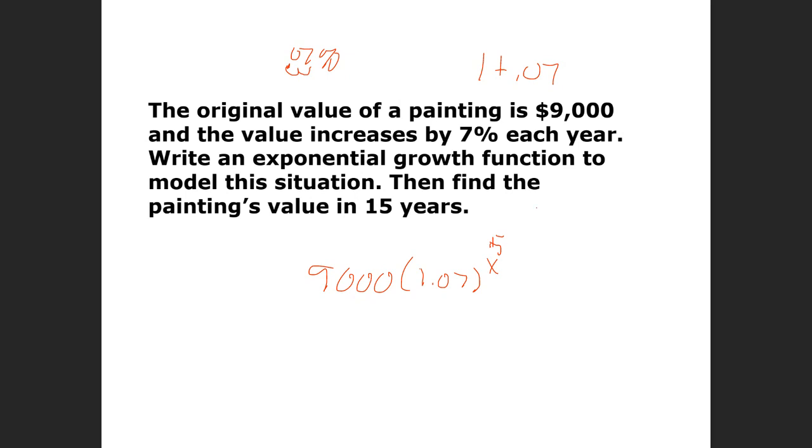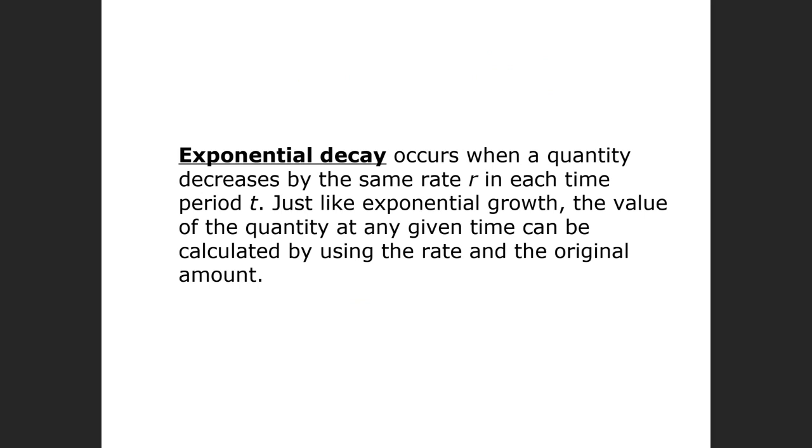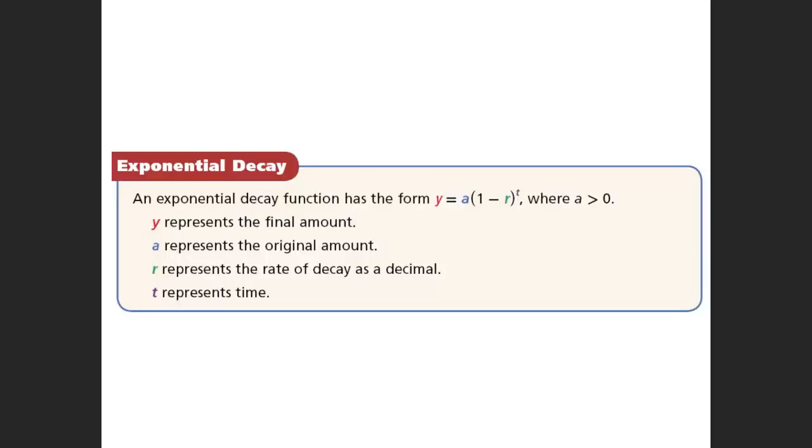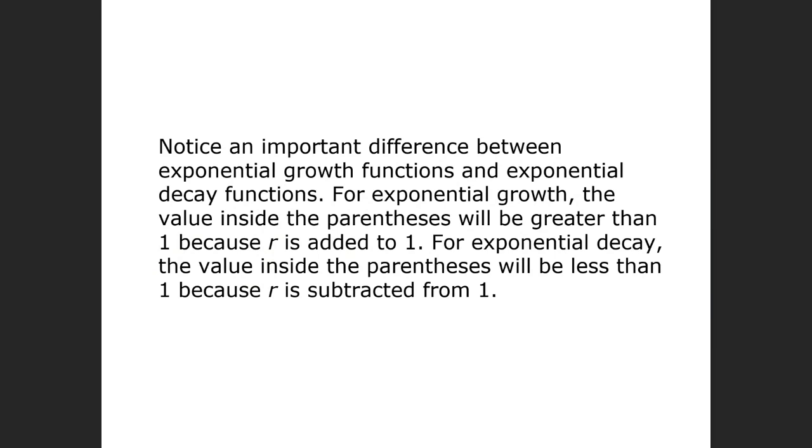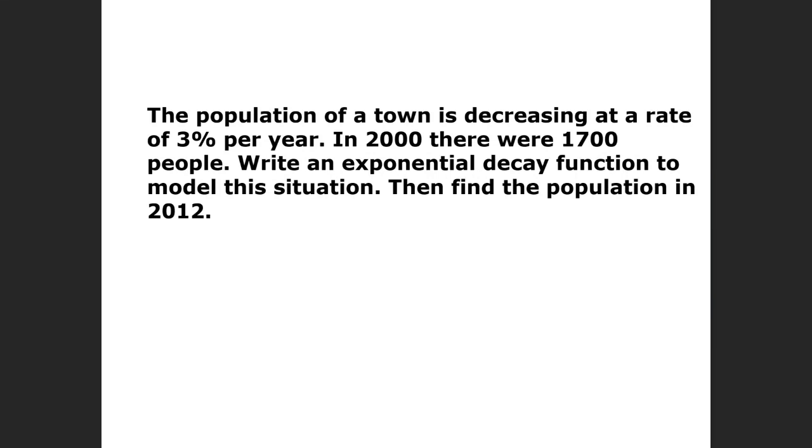Okay. Now, exponential decay. If you take a look at the formula, it's 1 minus r. Doesn't that make sense? If exponential growth was 1 plus r, exponential decay is 1 minus r. So if they ask me to come up with some functions for this one, for example, it says the population of a town is decreasing at a rate of 3% per year. In 2000, there were 1,700 people. Write an exponential function for this.